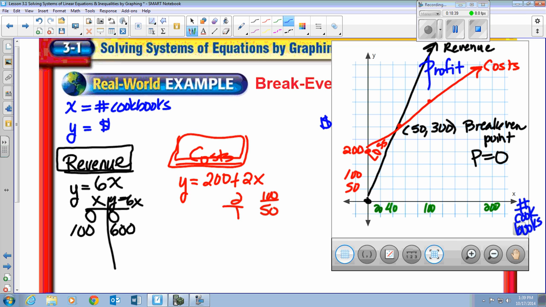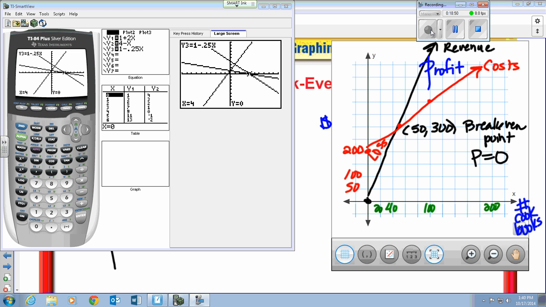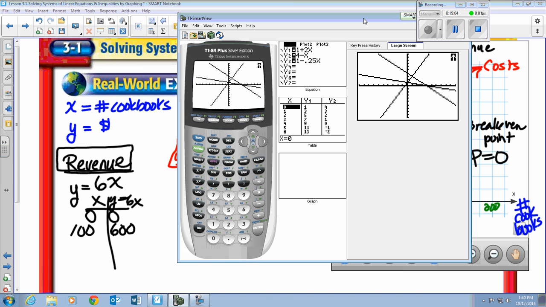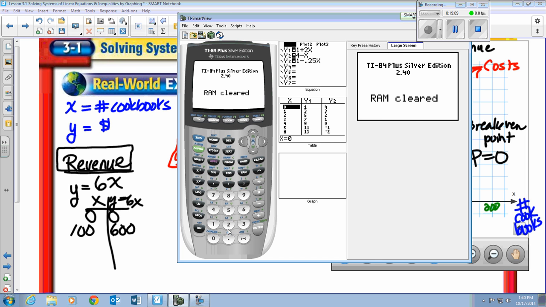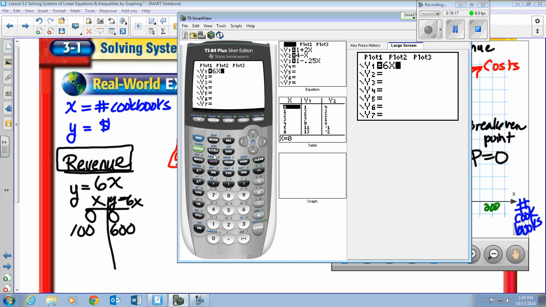Now, we can graph this on a graphing calculator. So let me show you how to do that. Let's go to y equals. All right, if you have a calculator in your possession, reset it. Now, if we want to graph something, where do we go? Y equals. So I'm going to go to y equals, and I'm going to graph 6x, my revenue equation.